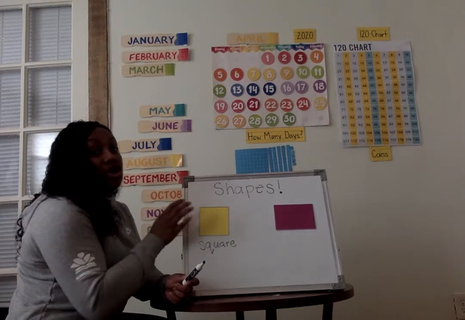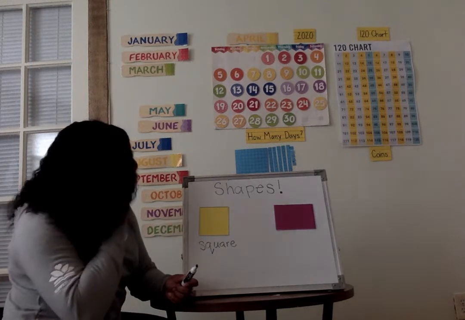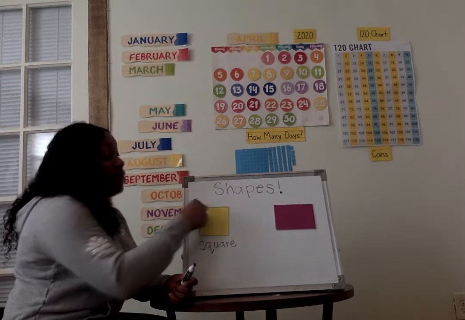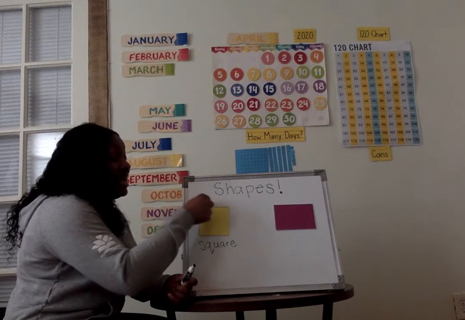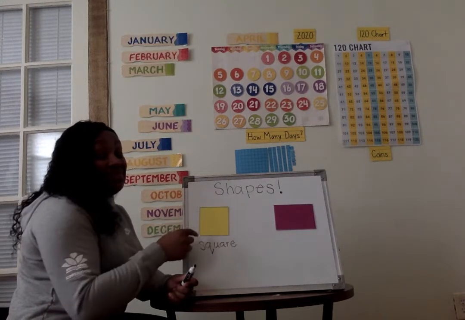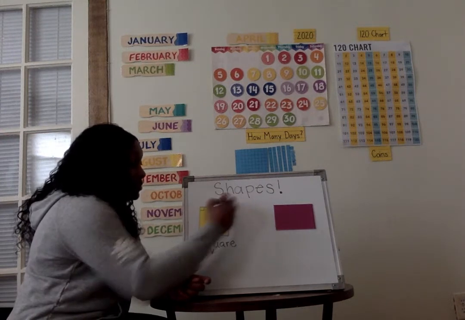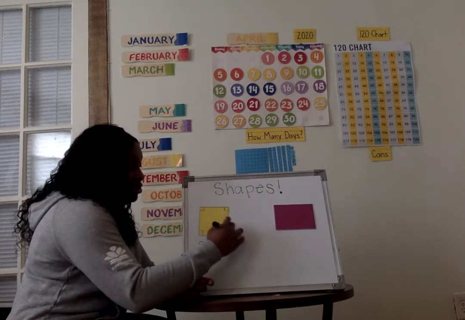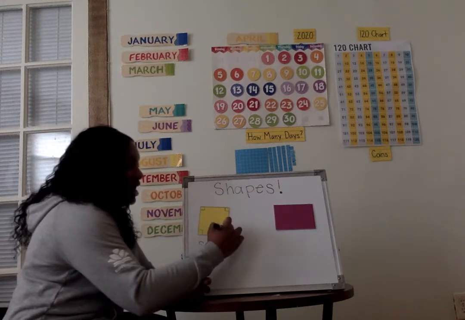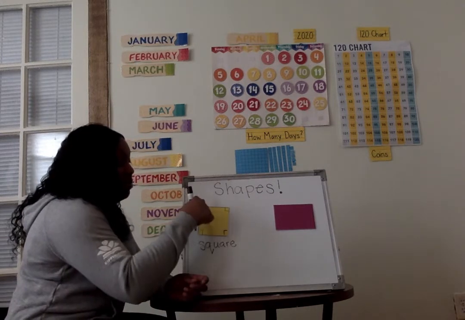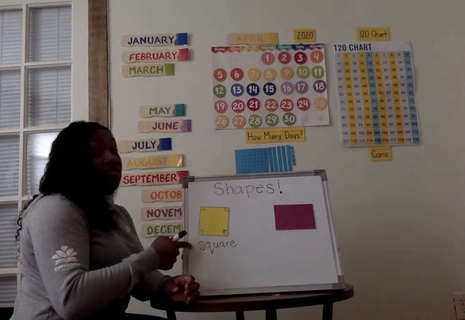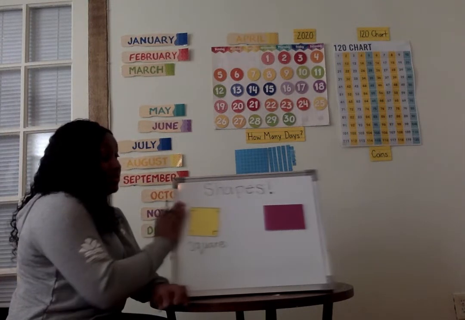It's also a closed shape. Say a closed shape. That's right. It's a closed shape with 4 straight sides that are the same length. And they have 4 straight or right corners. That means you can put a little L in each corner and it will make a perfect square. That's how we remember that this shape is called a square.